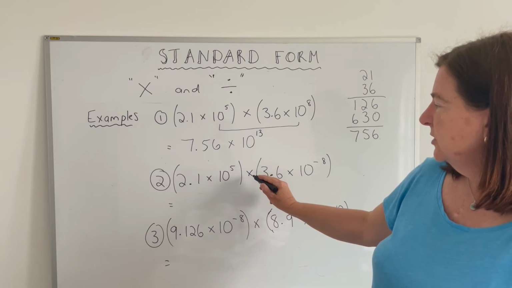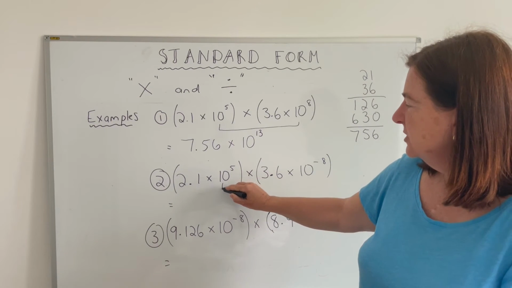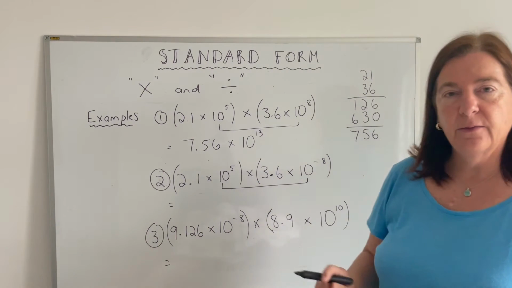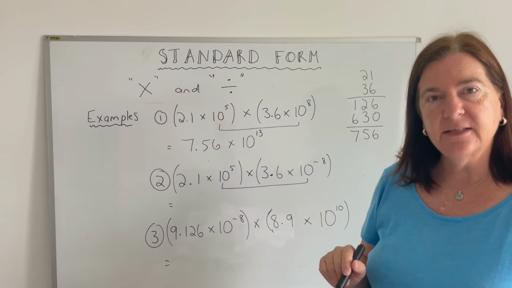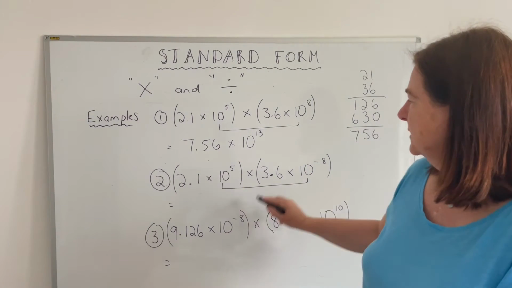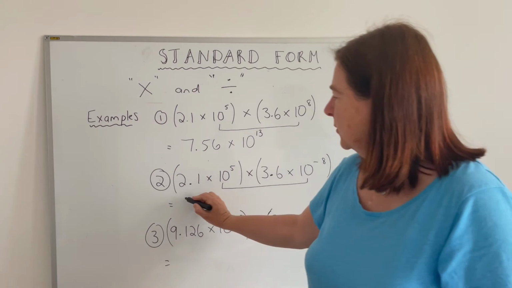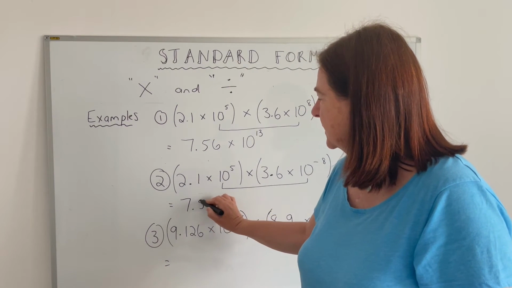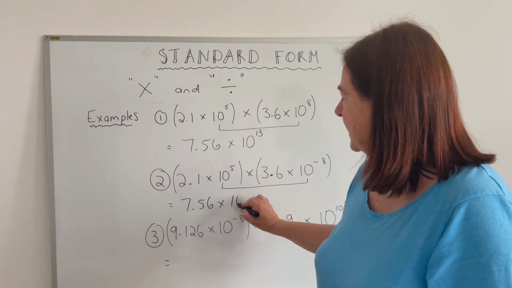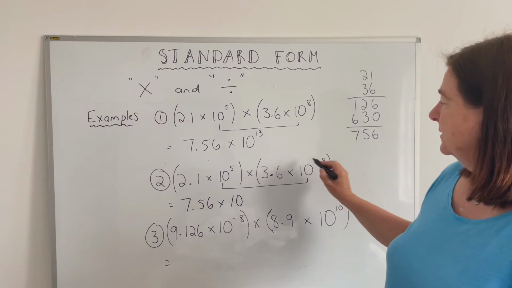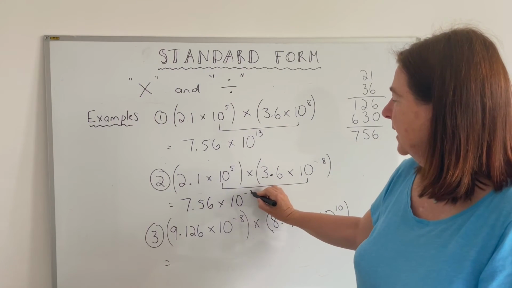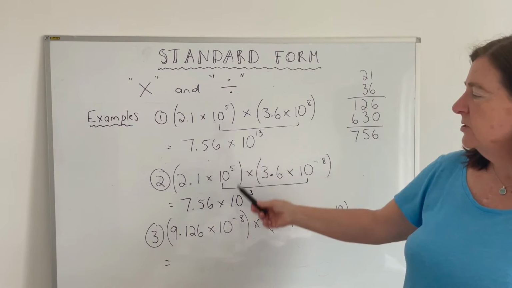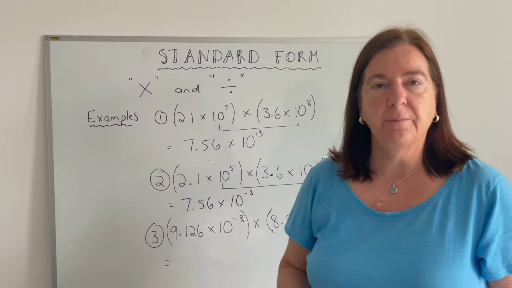Let's look at number 2. It's multiplication. So we know that to multiply the same bases, I just add the indices. So we just need to work out 2.1 times 3.6. We've already worked that out. It's 7.56 times 10, add the indices, 5 add minus 8 is minus 3. So now therefore these are both in standard form, no problem.